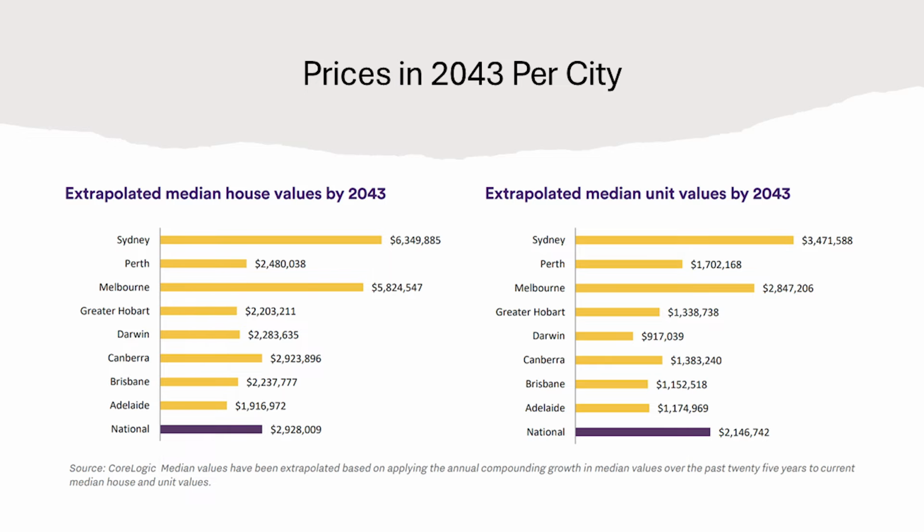Right, let's get into where the main crux of what I wanted to talk about today, and that's where house prices will be in 2043. Now, this is the Aussie Home Loans 25-year report done in 2018. So it's house prices 25 years from now, and it was extrapolated assuming each city did the exact same as it had already done. So you can see Sydney here at nearly 6.35 million, Perth 2.48, Melbourne at 5.28, Hobart at 2.2, Darwin at 2.283, Canberra at 2.923, Brisbane at 2.237, and Adelaide at 1.196.